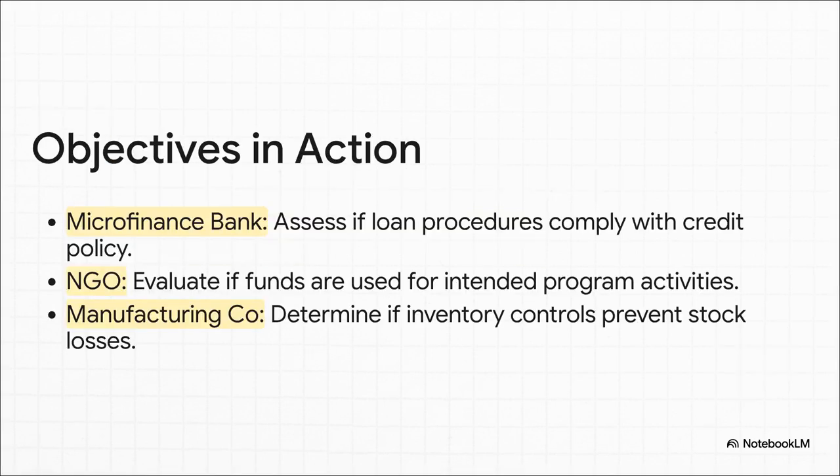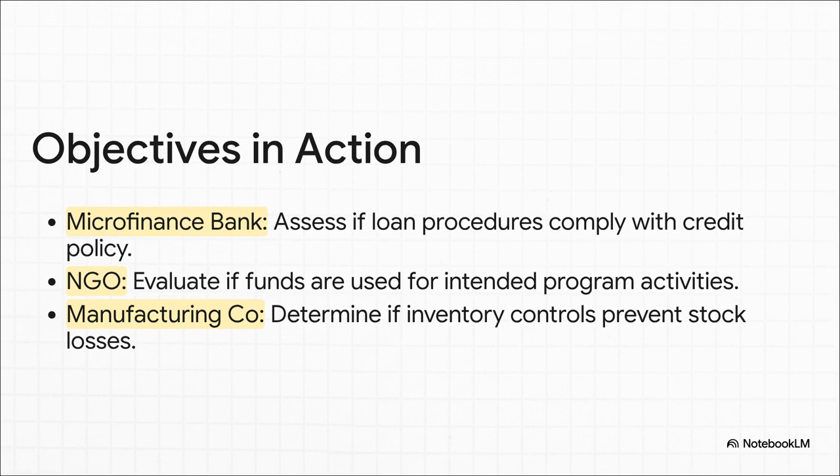So what does this look like in the real world? Well, for a microfinance bank, the objective might be to see if their loan procedures are actually following their own credit policy. Or for an NGO, you might be evaluating if donations are being used for the specific programs they were meant for. And in a manufacturing company, a classic one is determining if the inventory controls are actually working to prevent theft or loss. See how each one is super specific and tied to a major business risk?